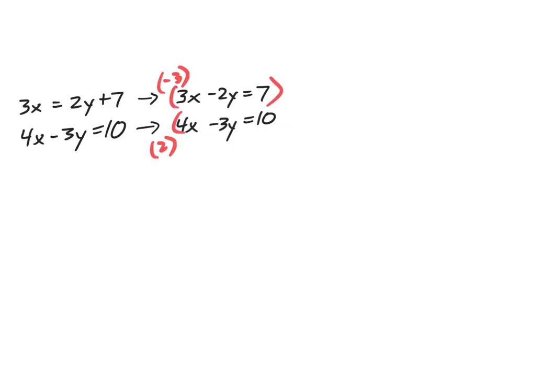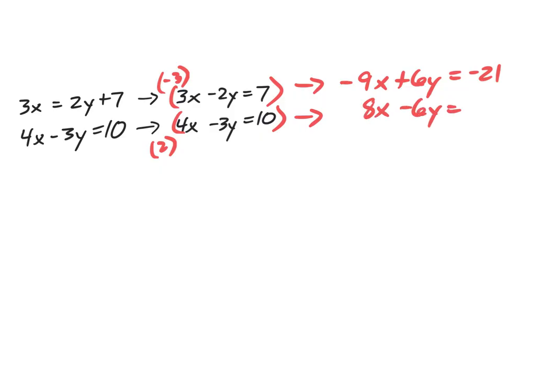And what that's going to do is make one of them positive and one of them negative. Okay? And I could do this one as a +3 and this one as a -2, so it doesn't really matter which one we go with. As I multiply through now, those two should be opposites after I multiply. So we now have -9x plus 6y equals -21. Down here we have 8x minus 6y equals 20.